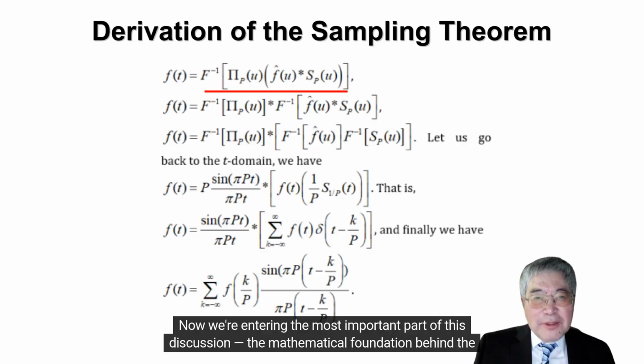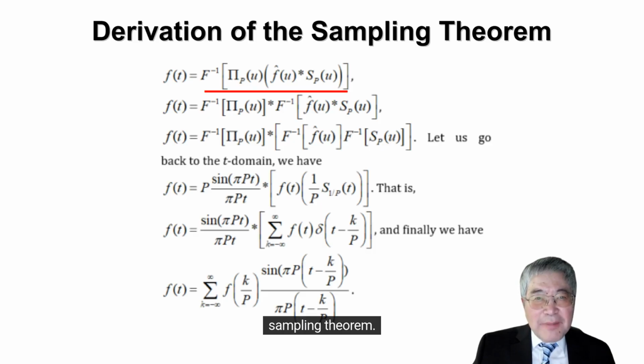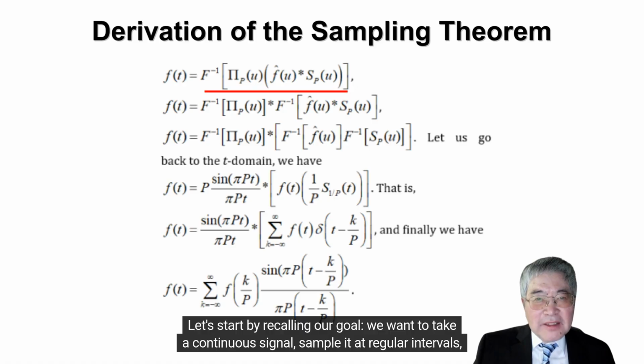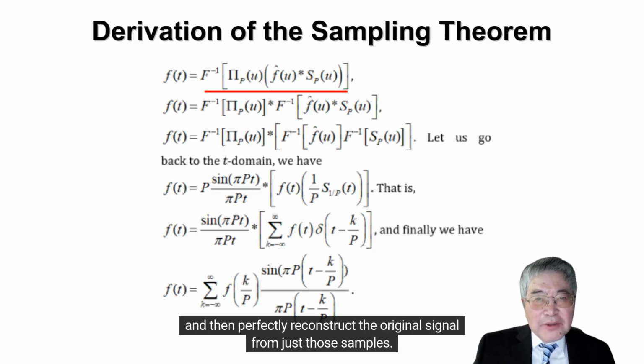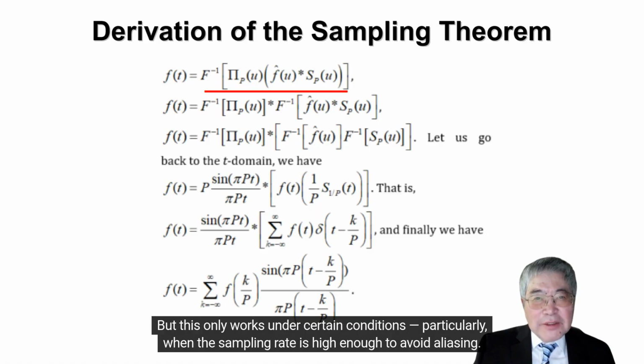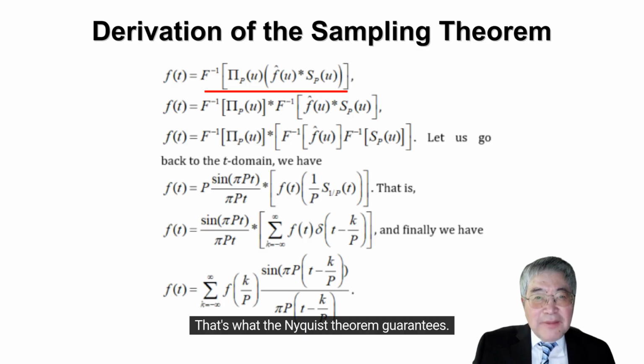Now we're entering the most important part of this discussion, the mathematical foundation behind the sampling theorem. Let's start by recalling our goal. We want to take a continuous signal, sample it at regular intervals, and then perfectly reconstruct the original signal from just those samples. But this only works under certain conditions, particularly when the sampling rate is high enough to avoid aliasing. That's what the Nyquist theorem guarantees.